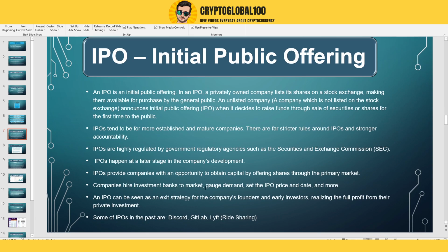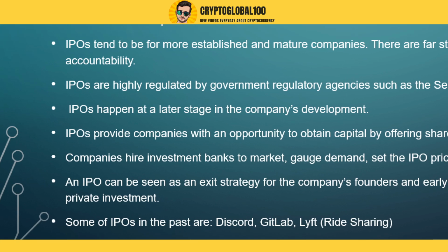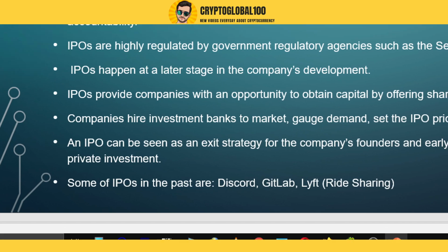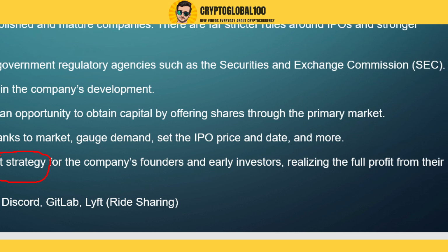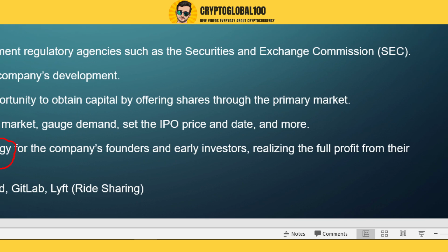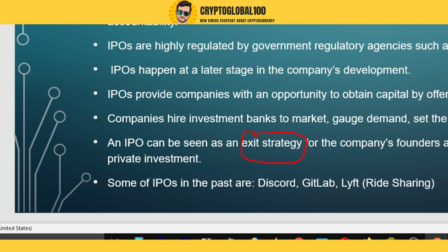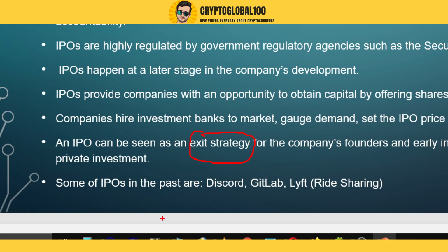Companies hire banks to market and gauge demand, so that they can sort out what should be the price of the shares and stocks and all that stuff. And the main thing, an IPO can be seen as an exit strategy for the company's founders and early investors, realizing the full profit from their private investments. Some of the IPOs in the past are Discord. You already know, you are using Discord by now.